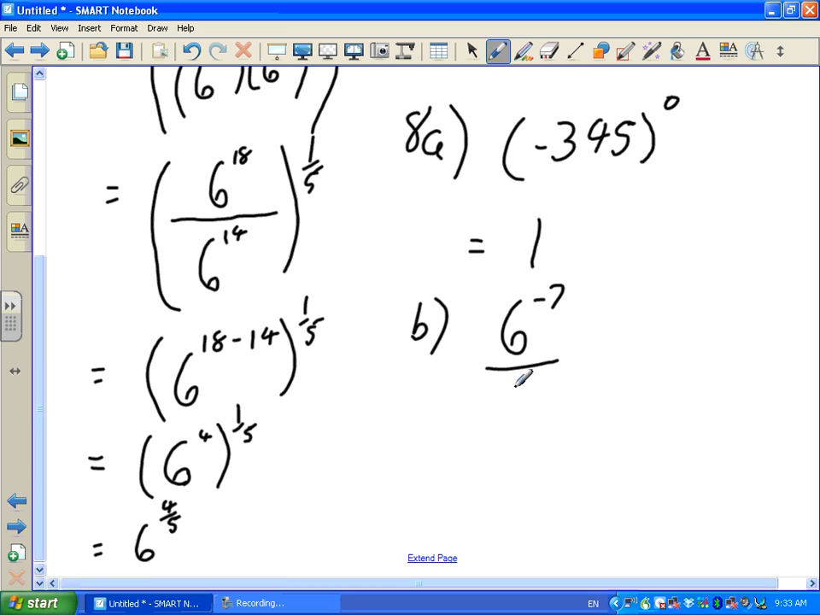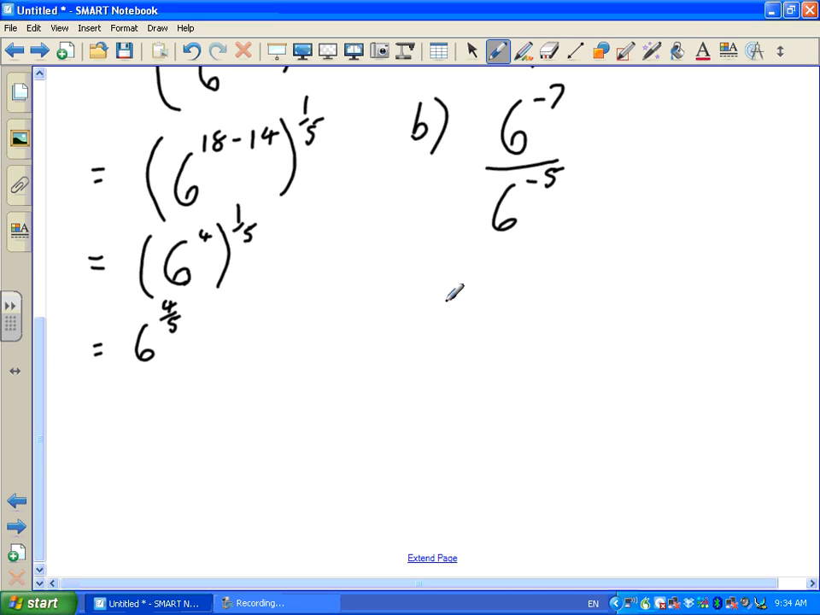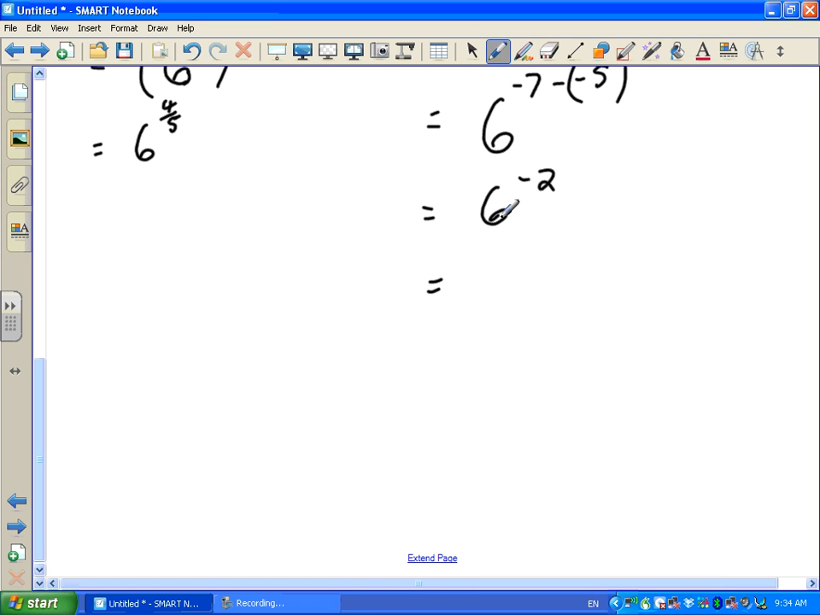6 to the power of negative 7 divided by 6 to the power of negative 5. I'm going to subtract my exponent. So I have 6, negative 7, subtract negative 5. I end up with 6 to the power of negative 2. But the question says I want positive exponents. So I need to turn this exponent positive, which means I'm going to invert this. I now get 1 over 6 to the power of positive 2. Good?